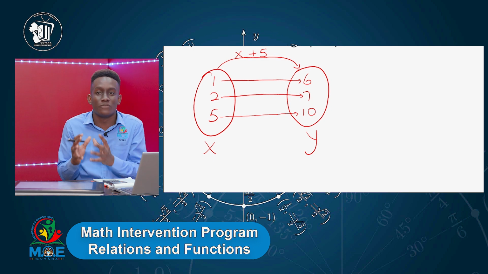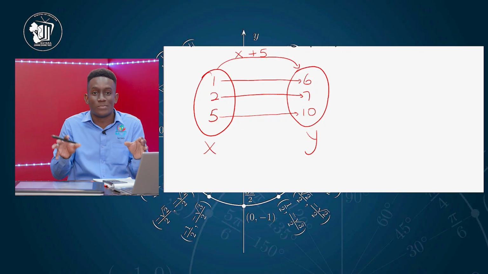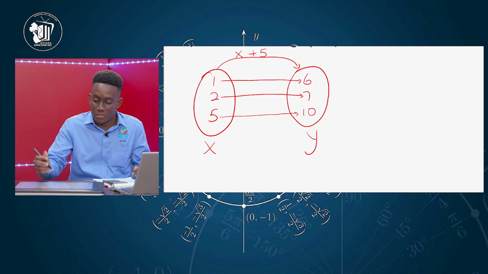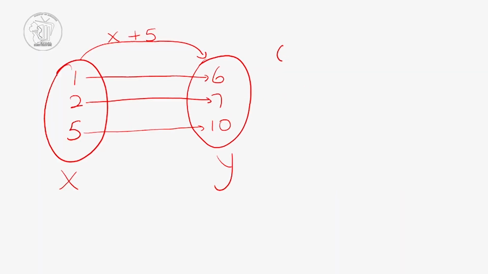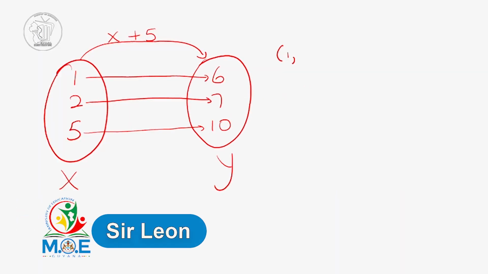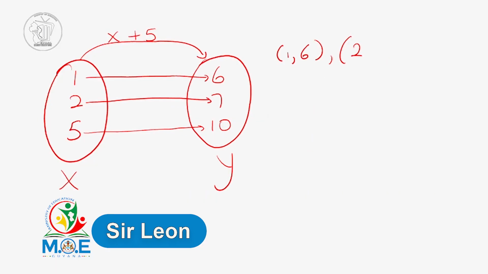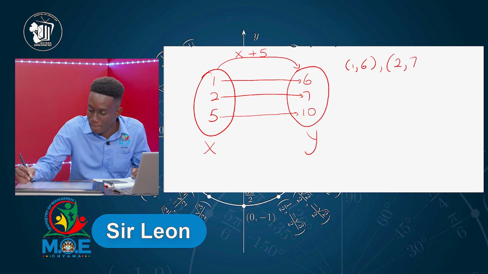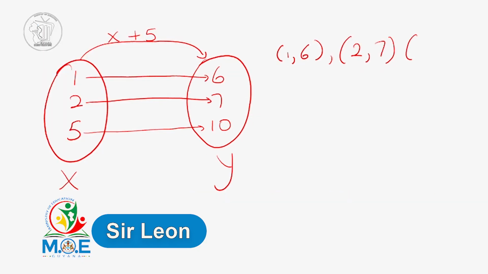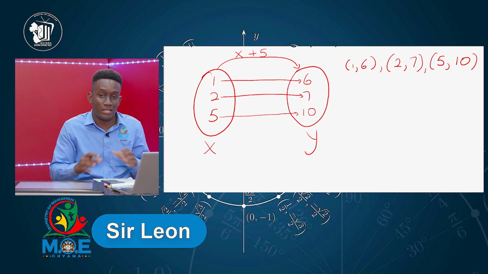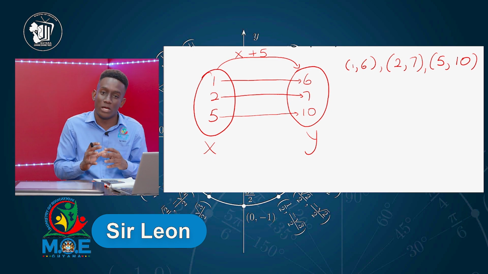And if we said that it's a set of ordered pairs, let's list the pairs that we can find from this arrow diagram that follows this particular rule, which was X plus 5. For the first pair, we have 1, and that is paired with 6. For the second pair, we have 2, and that is paired with 7. And for the third one, we have 5, and that is paired with 10. This is what a relation is, a set of ordered pairs that obeys a particular rule.